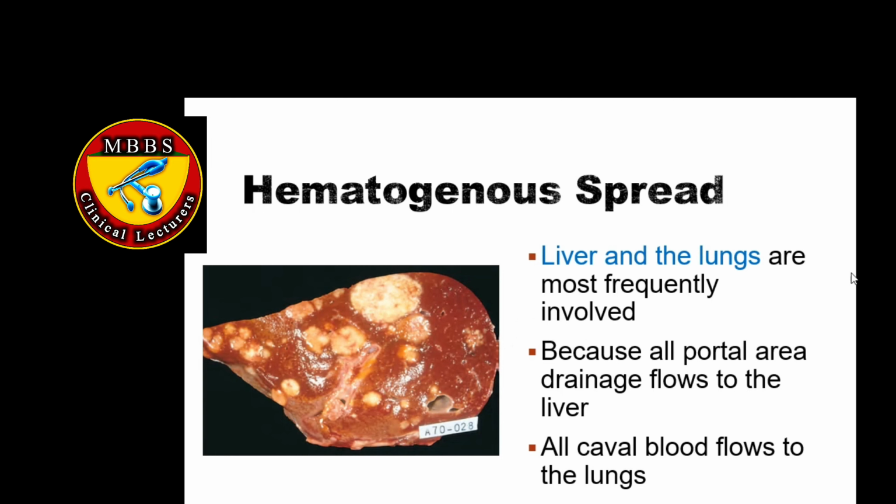Now, coming to the liver and the lungs, they are most frequently involved. And this is a liver, and you can see these tumor deposits. And this is all secondary metastasis. They are not the primary. But since all the portal area drainage flows to the liver, there are more chances of the liver being involved in different kinds of tumors. So these are actually the metastatic nodes that are found in the liver.